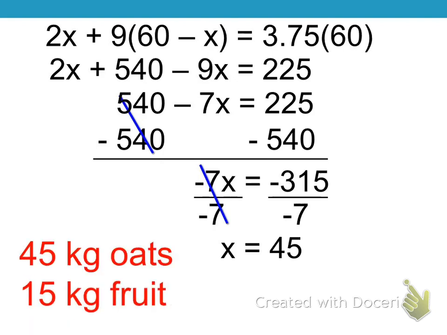Now, the original question asked us how many of each, or how much of each. X was our amount for the oats, right? So if you have 45 kilograms of oats, you do 60 minus 45, that gives you how much fruit? So 60 minus 45 is 15. So 45 and 15.